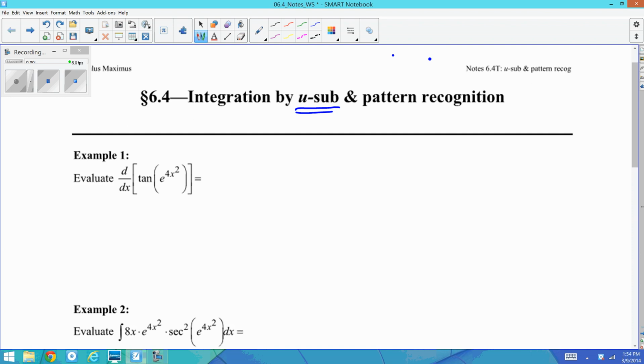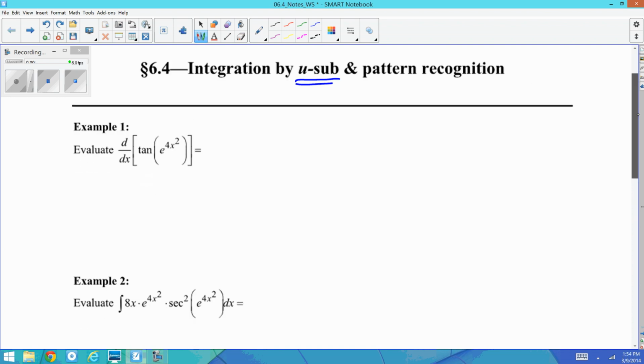But basically, what we're going to be doing today, we have that power rule for integration, where you add 1, divide by the new power. We don't have any product, quotient, or chain rules. So what this pattern recognition and integration by u-substitution is, is recognizing that chain rule in reverse.